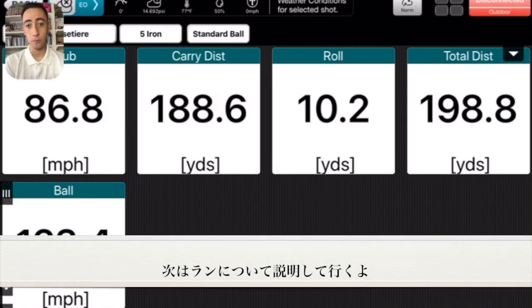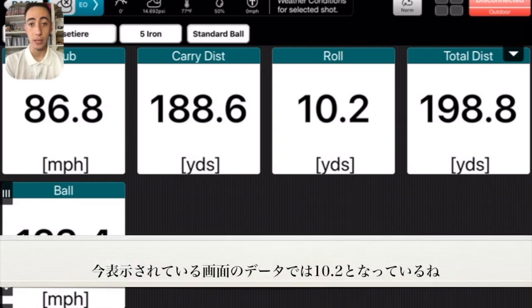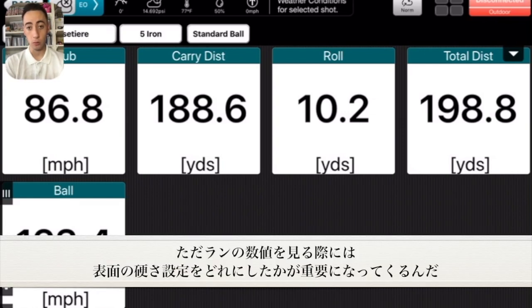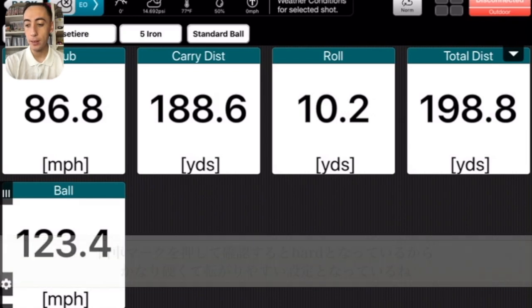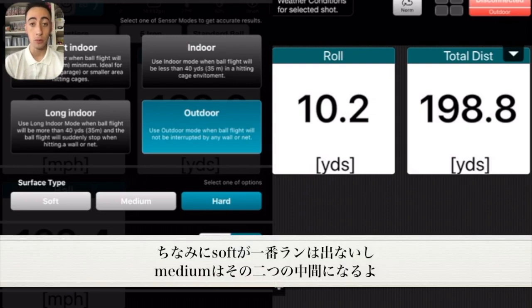Now the data point of roll is just, after your carry, how much did the golf ball roll? In this particular shot, it rolled about 10.2 yards. You have to be really careful when you're measuring the roll because you have to figure out what surface the Flightscope is set to. Currently, if we go to the gear icon, our Flightscope surface is set to hard, which means that it's landing on a very hard surface, so it's going to roll out quite a bit more than it would on a soft surface, obviously, and a medium surface would be somewhere in between those two.